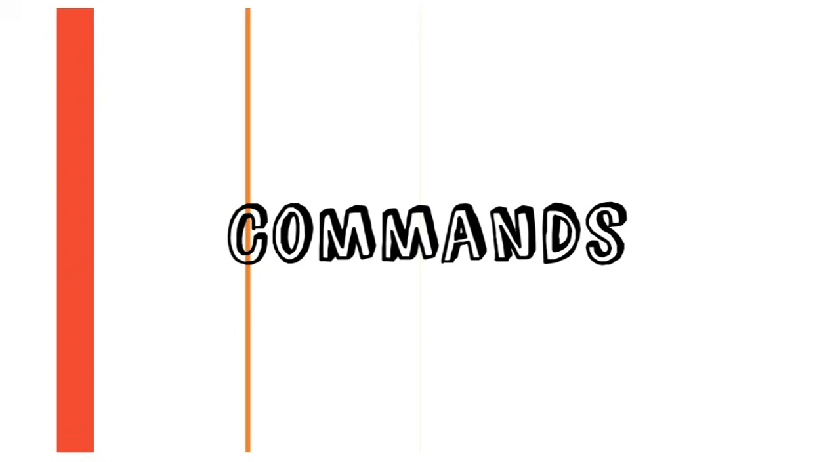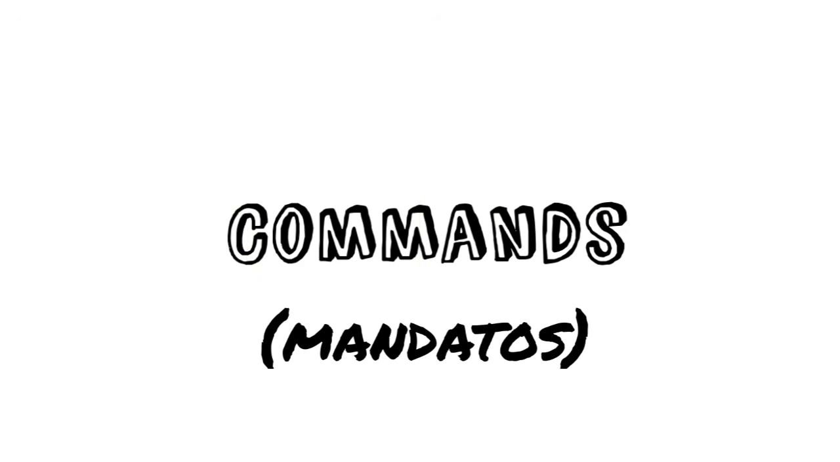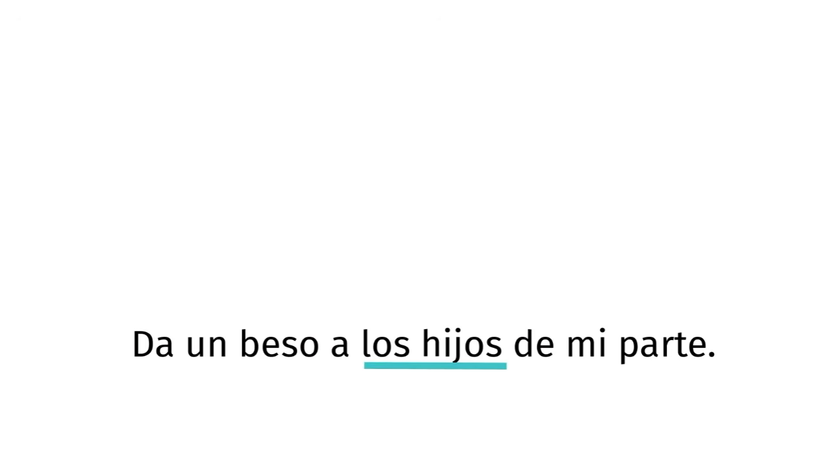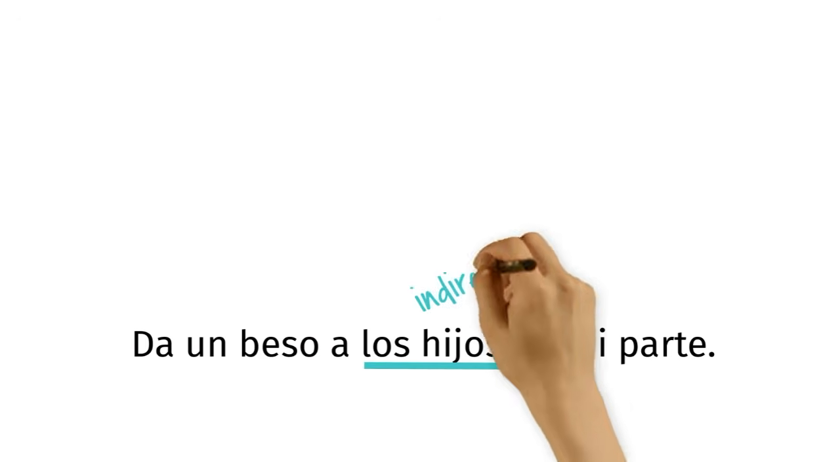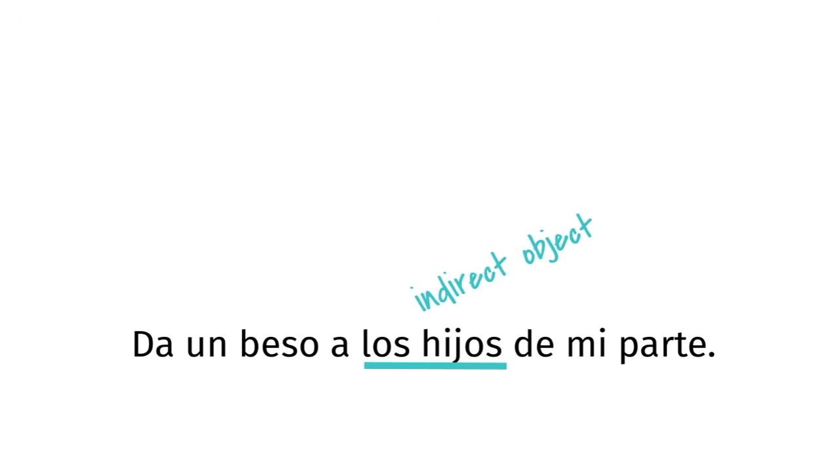Finally, for commands. Let's say we want to say, give a kiss to the kids from me. Da un beso a los hijos de mi parte. Un beso is the direct object. That's what's being verbed or given. So the indirect object is where that kiss is going. Who receives the kiss in this sentence? Yes, los hijos, the kids. And the preposition to is there for confirmation. A.